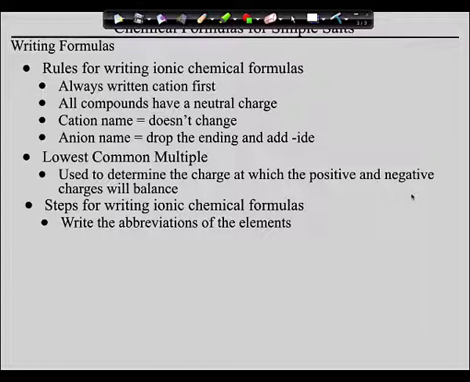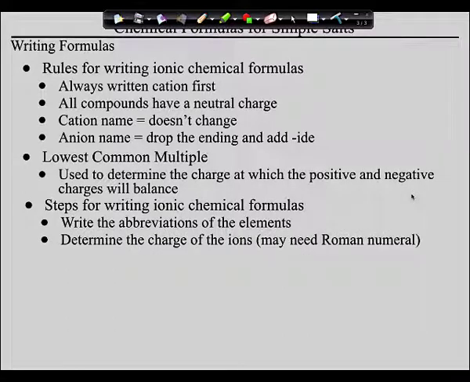And guys, understand this is not a place for freedom of expression. When you're writing these abbreviations, the first letter's capitalized. If there's a second letter, it's lowercase. Do it right now, because if you do it wrong, it's going to back up on you in the coming days. Step number 2 is this. Determine the charges of the ions, the oxidation numbers.